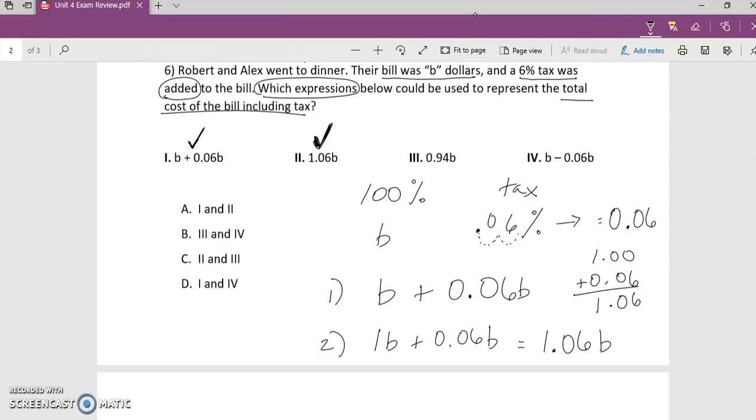Would it be 0.94? No, that's lower. So that means I'm not adding the taxes. Would it be B minus 0.06? And again, the answer is no, because I'm not subtracting the taxes. I have to, again, add it to the total. So that means that answer choice 1 and answer choice 2 together would be correct. So that's letter A, final answer.